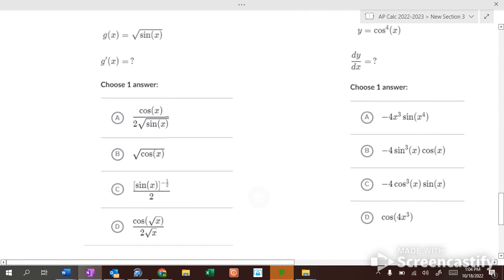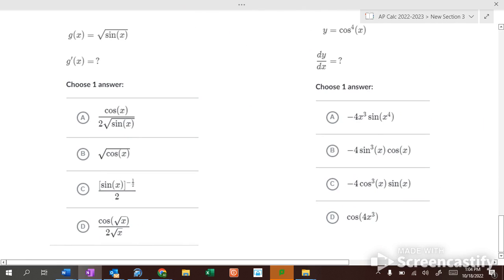The square root of sine of x. This one's a little more complicated. u equals sine of x. What's du? The first derivative of sine of x is cosine of x. What is w?